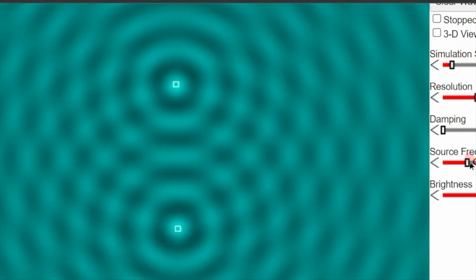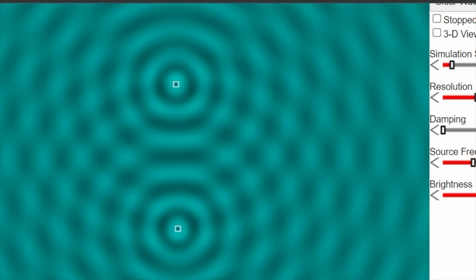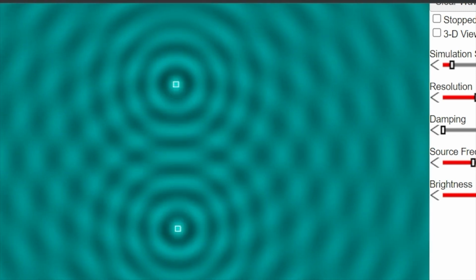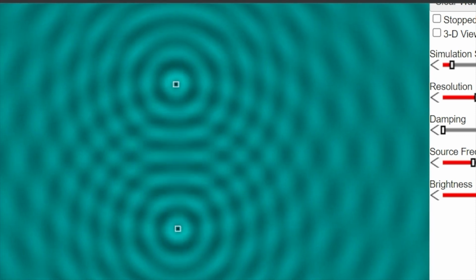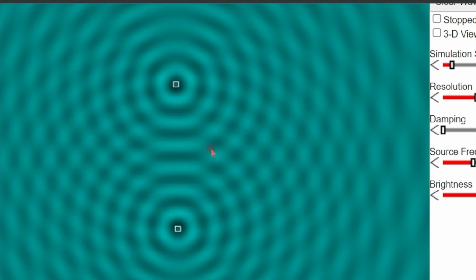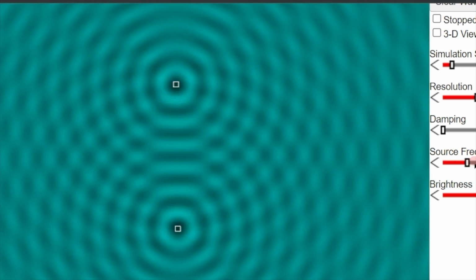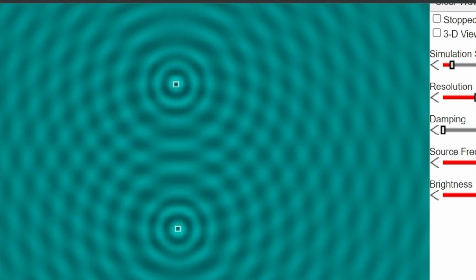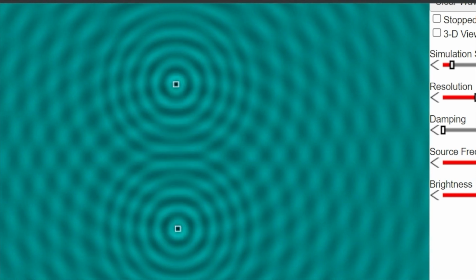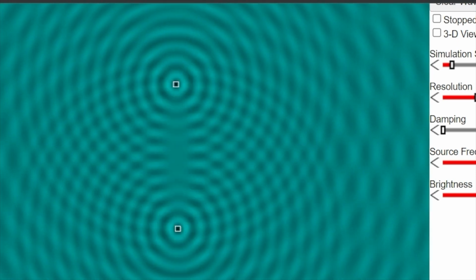I will now increase the source frequency and we will observe what effect it has. As I increase the frequency, we will observe that the amount of waves which are clashing or joining begin to increase. Take note of this again. As I increase the frequency, we will see more waves forming and linking together.